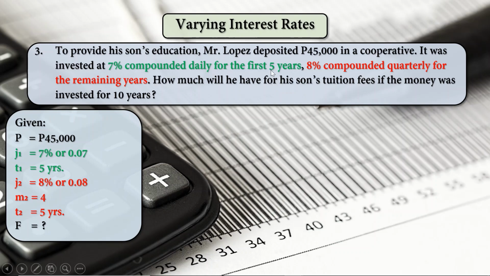For the first interest rate, in-indicate yung T natin which is 5 years. Yung sa second interest rate natin for the remaining years, we can find the remaining years by subtracting 10 minus the first interest period which is the 5 years. So yung remaining years para sa second interest rate period natin is also 5 years. So T1 is 5 years, T2 is equal to 5 years also.